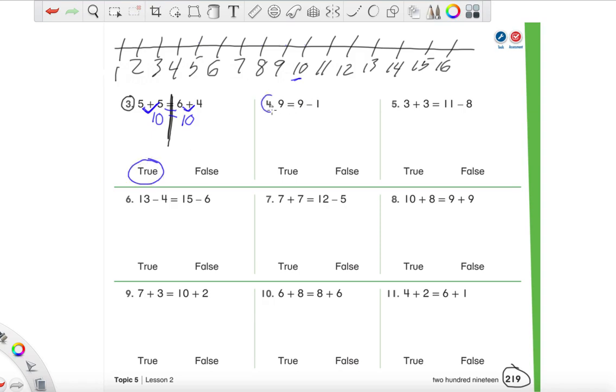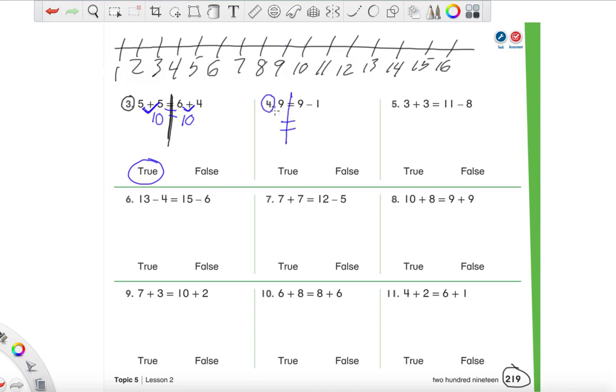Go ahead and try number 4 completely on your own. This one should not take you nearly as long. Should be a pretty quick one. Alright, if you're still working on number 4, hit the spacebar, pause the video, take your time. When you're ready, hit play. Now for my friends that are done, let's check it out.